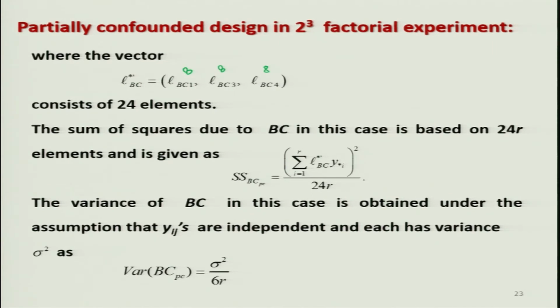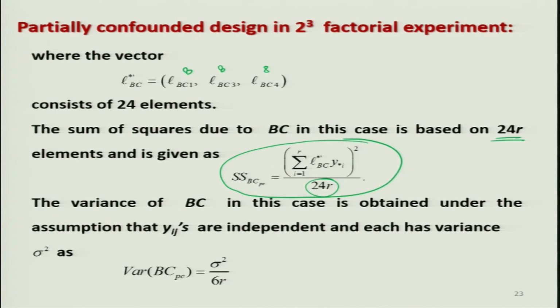So now similarly, if you try to find out the sum of squares due to BC in this case, it is going to be based on 24R number of elements, and it is given like this. SS BC under the partially confounded effect is the summation i goes from 1 to R of L star BC transpose y star i, whole square, divided by 24R.